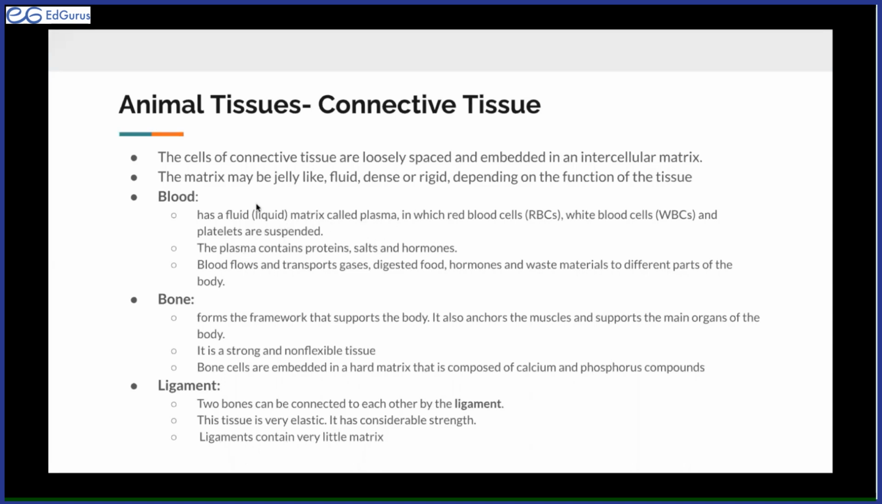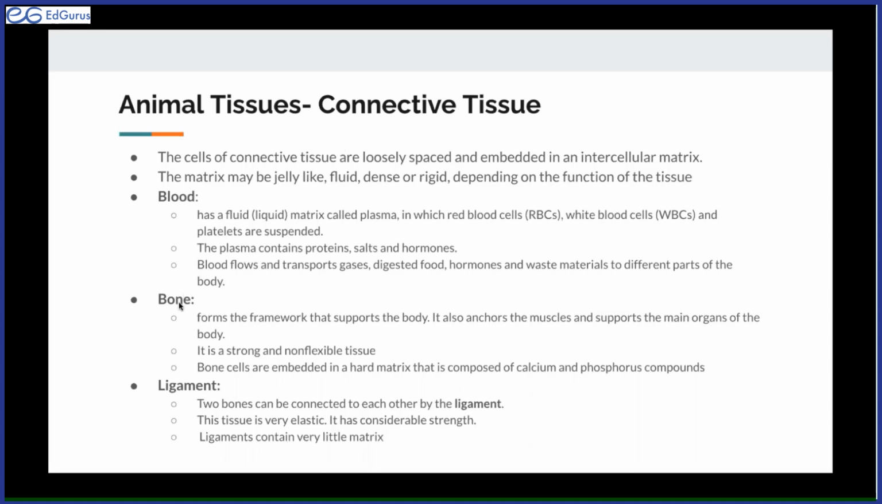Plasma, that is, the liquid matrix. In blood, it is called the plasma. It also contains proteins, salts, and hormones. And the function of blood is to flow, transport gases, transport digested food, hormones, and waste materials to different parts of the body. So this is the function of blood. So that is the first type of connective tissue, that is blood.